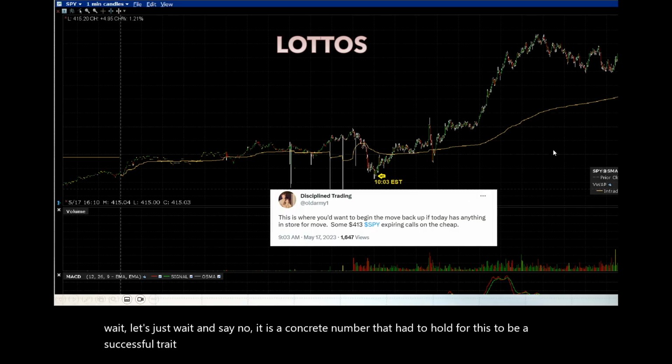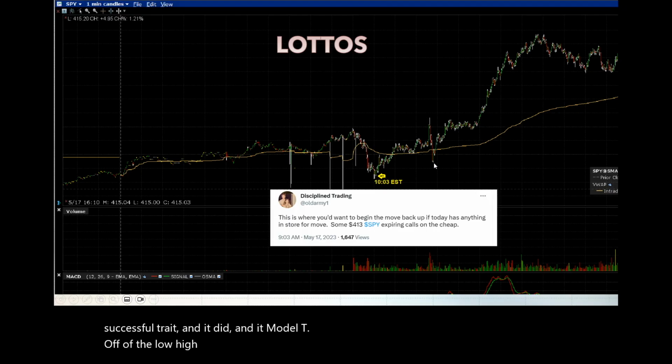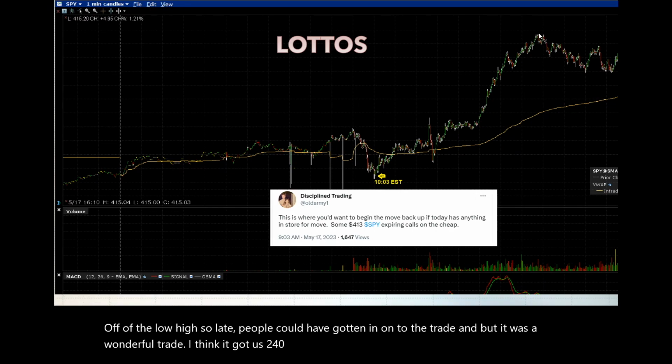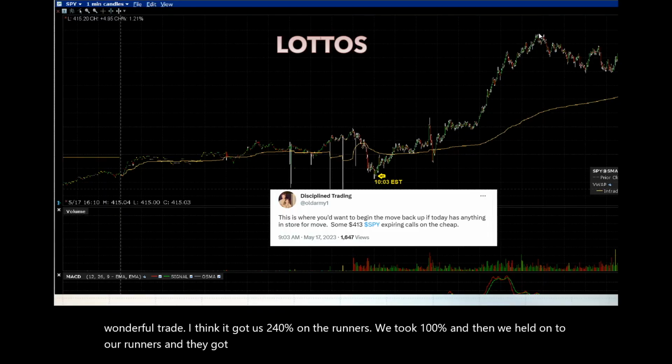And it did, and it Model T'd off of the low high. So late people could have gotten in on the trade. But it was a wonderful trade. I think it got us 240% on the runners. We took 100%, and then we held on to our runners, and they got 240, 250%. So it was a really good day for that.